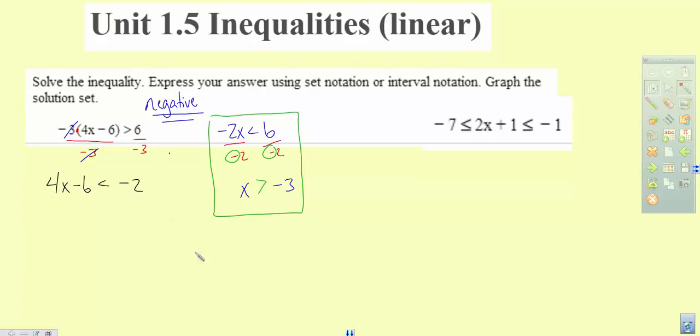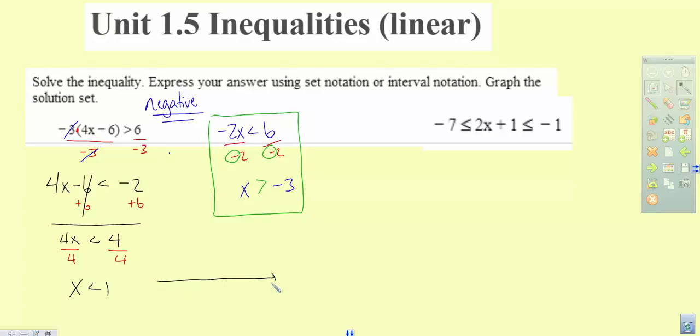Now I solve this like I'm solving a normal linear equation. So add 6. 4x, my 6's cancel, is less than 4. Divide by 4, x is less than 1. So we're given our answer in both notations here just for the sake of practicing.